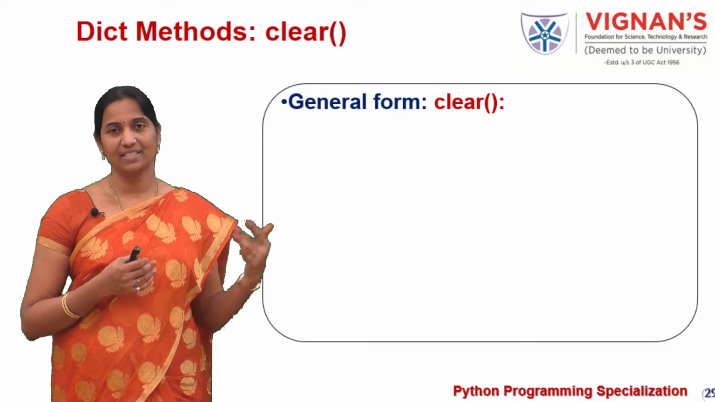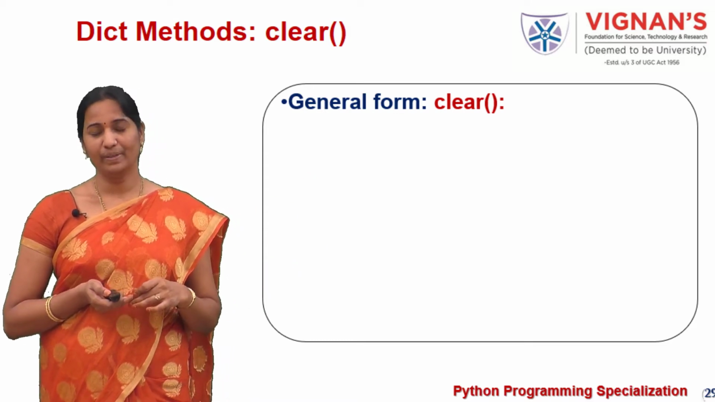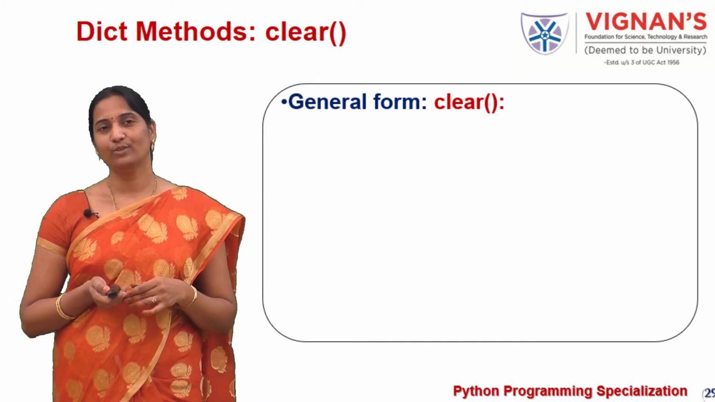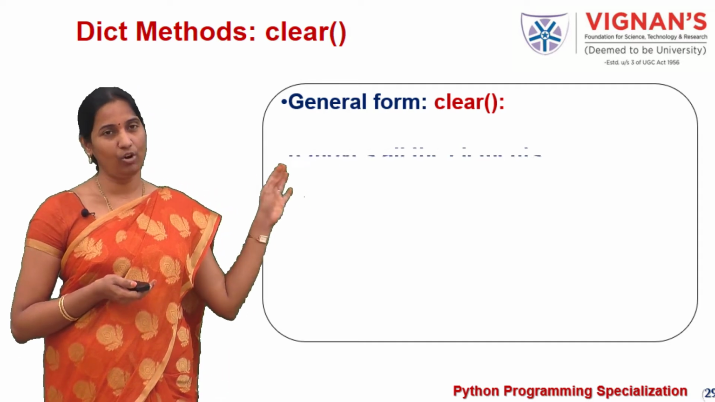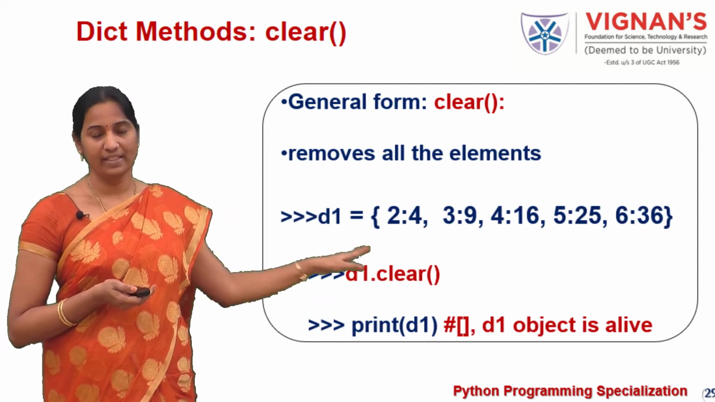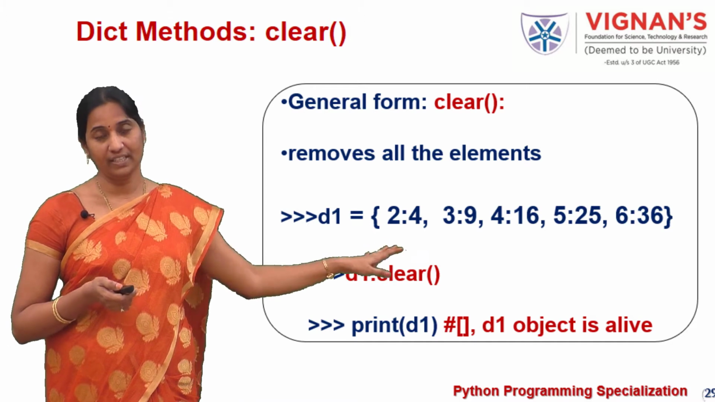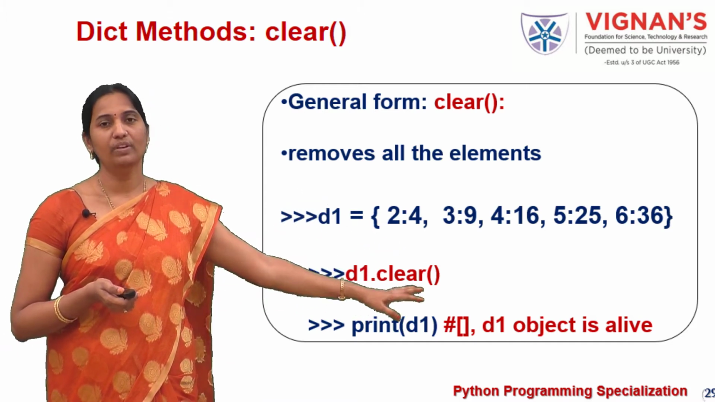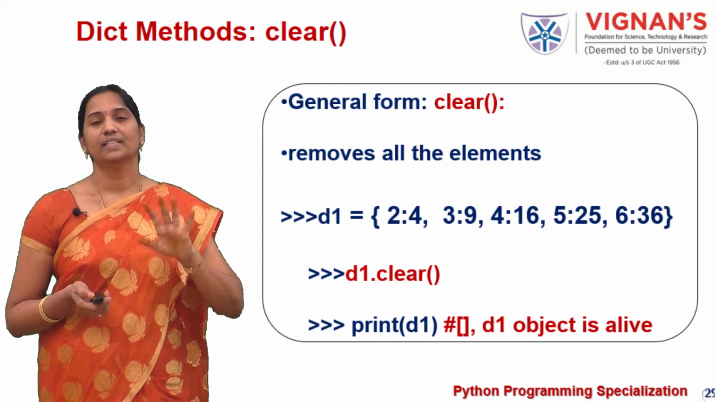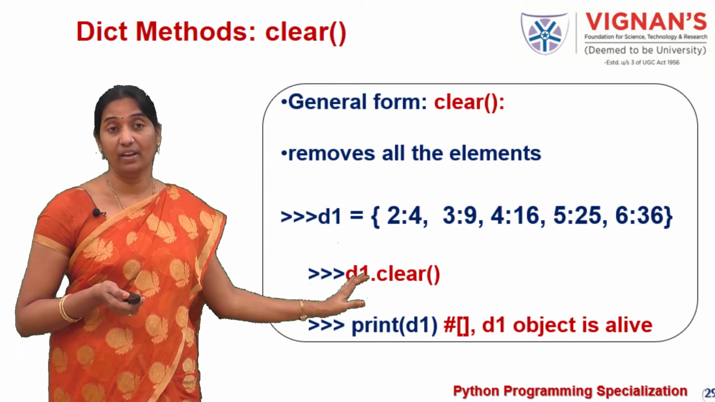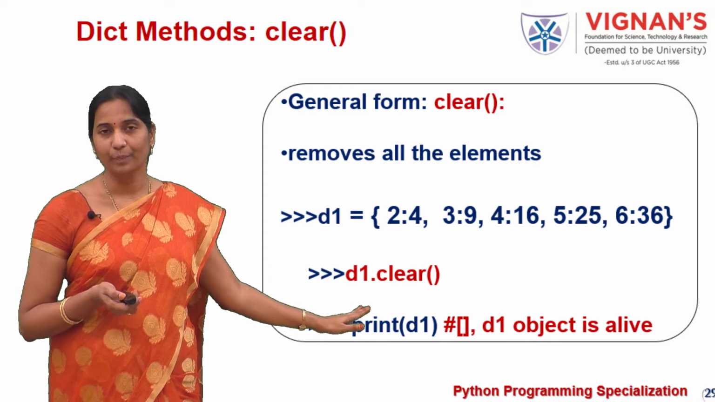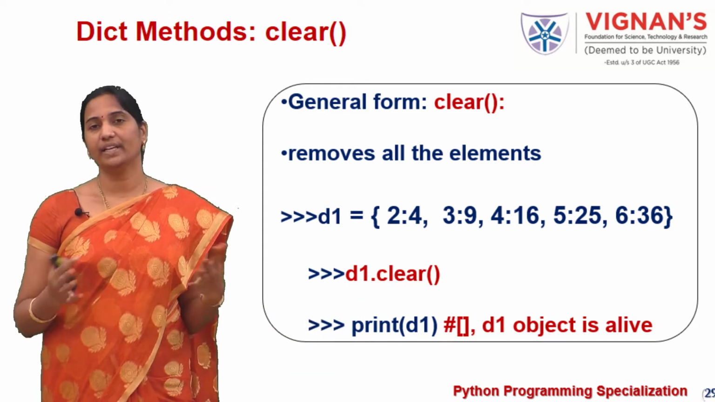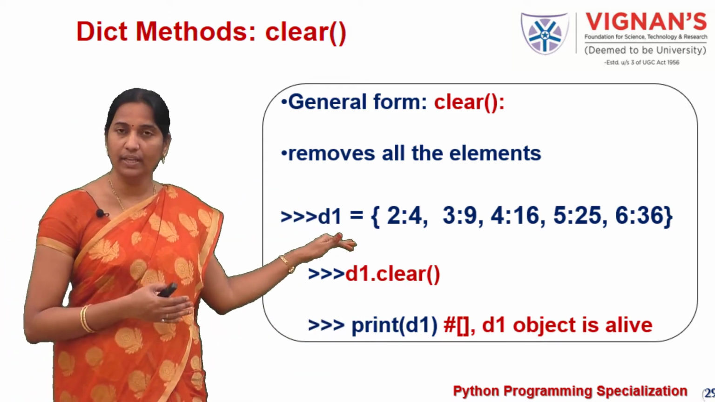We have already discussed that in the case of lists and tuples. So now we'll see how we can use it with dictionaries. It removes all the elements in the dictionary whenever you call D1.clear(). After execution of this statement all the elements are removed, but remember the data structure D1 is still available as a dictionary, an empty dictionary without any elements.